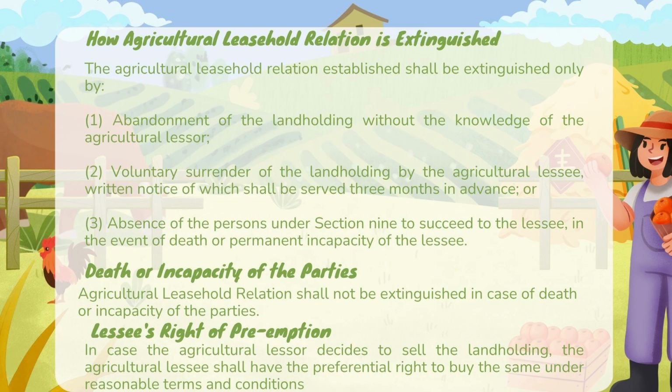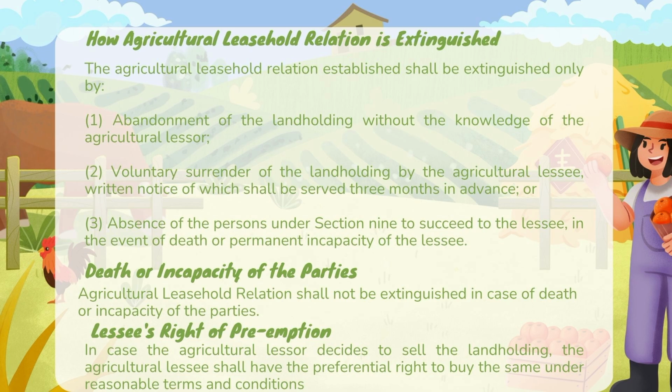Hey everyone, I am Marianne Dulot and I will be discussing how agricultural leasehold relation is extinguished. The agricultural leasehold relation shall be extinguished only by number one is abandonment of landholding without the knowledge of the agricultural lessor. It means if the farmer leaves the land without telling the landowner.